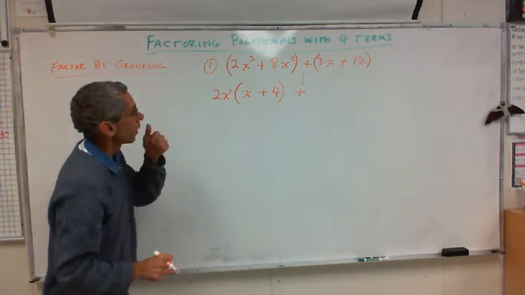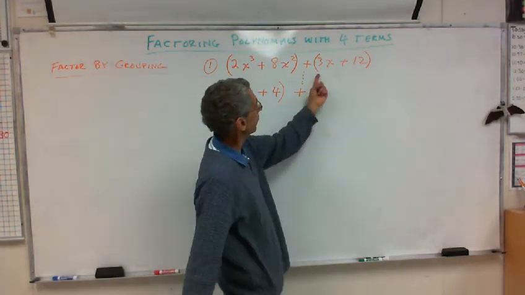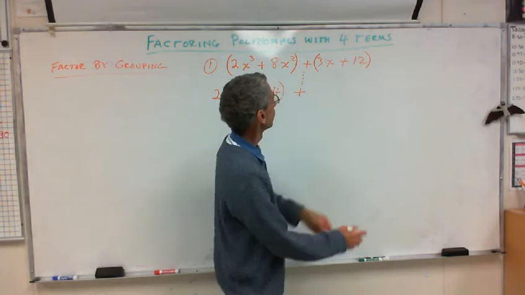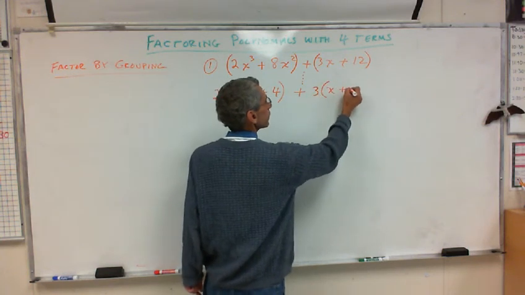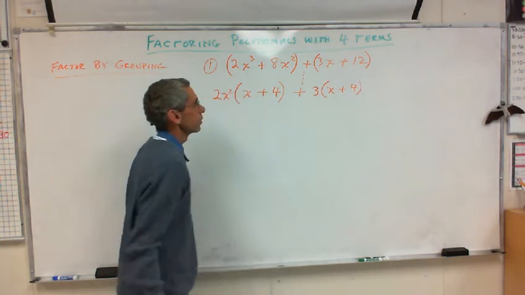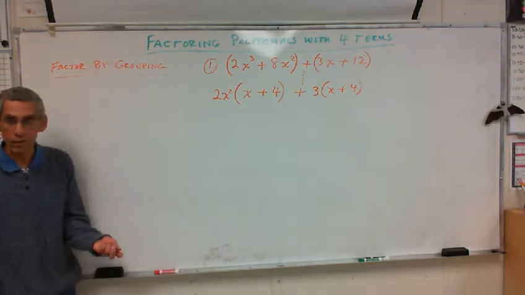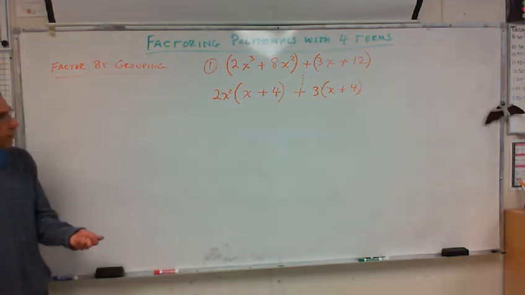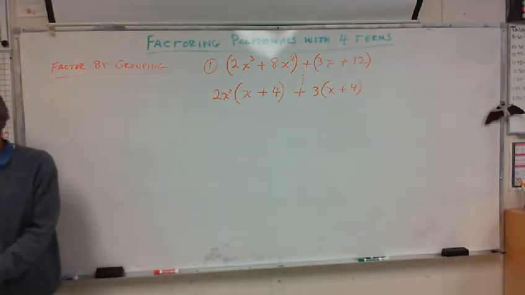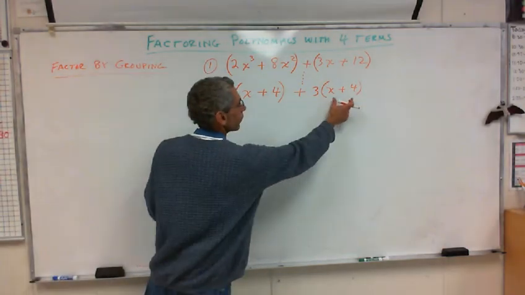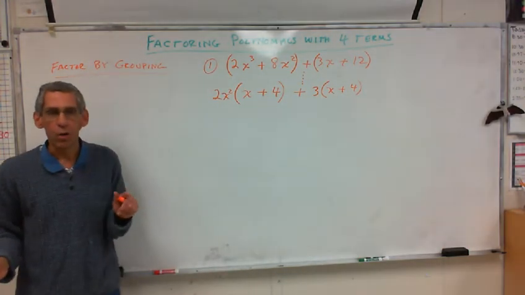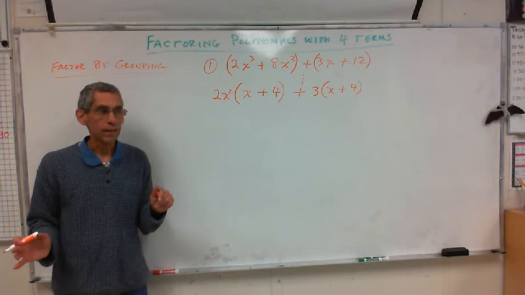All right, so I'm doing the same thing over here. What's my greatest common factor here? 3. 3, parenthesis, I have x plus 4. Oh, look. What do you notice? The parentheses are both the same. The blobs are the same. These are the blobs. Look, x plus 4 and x plus 4. So, I can keep going.